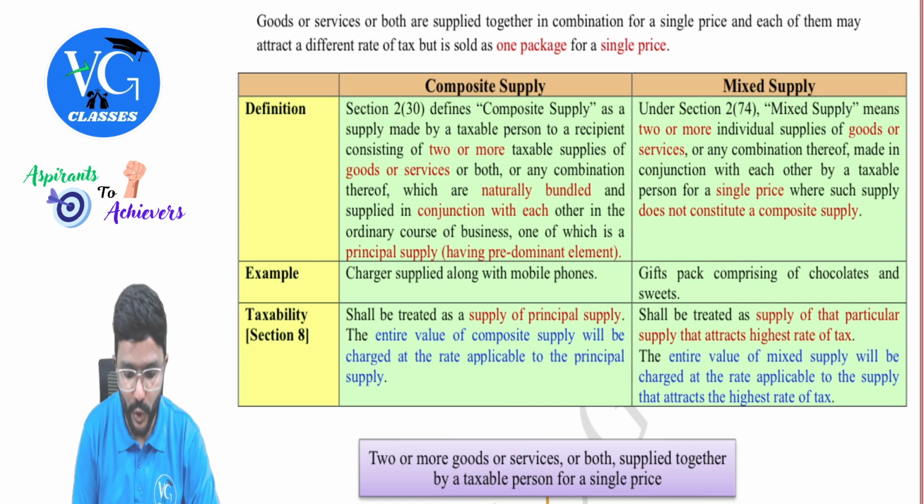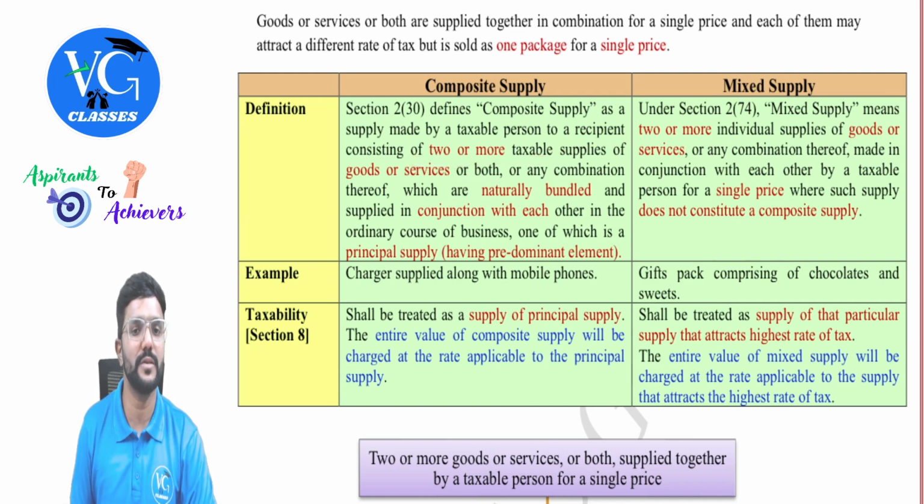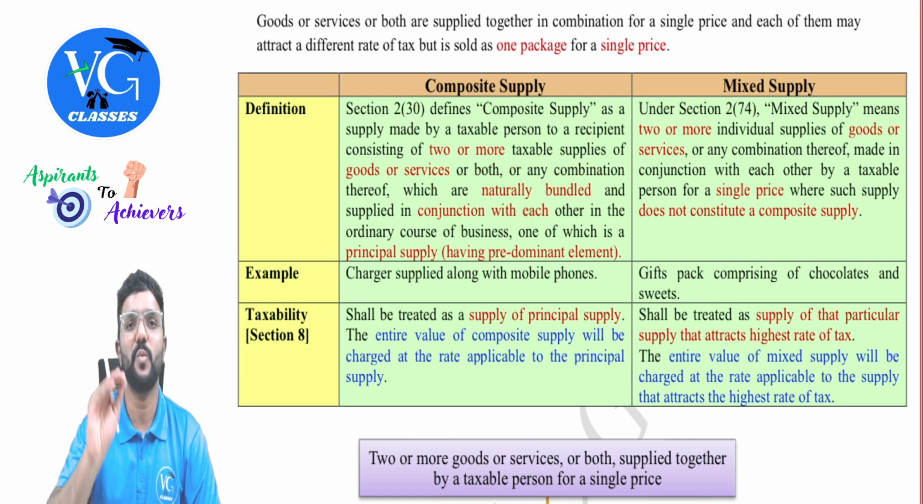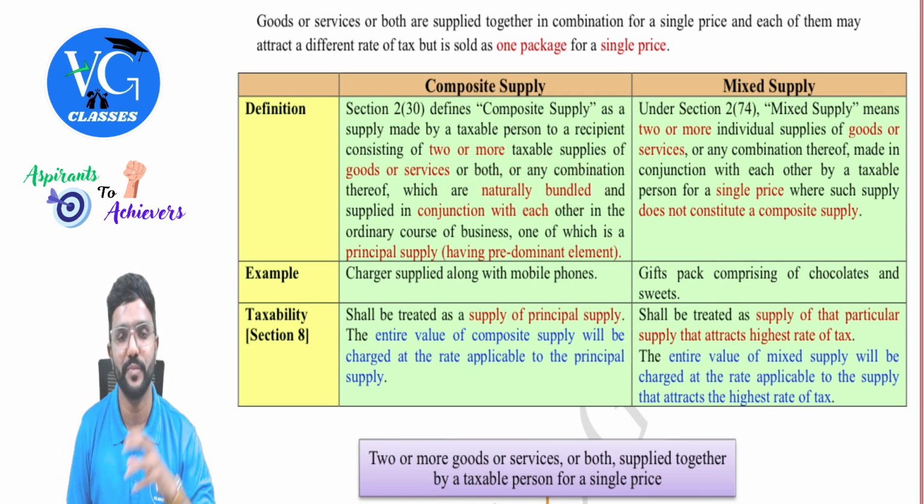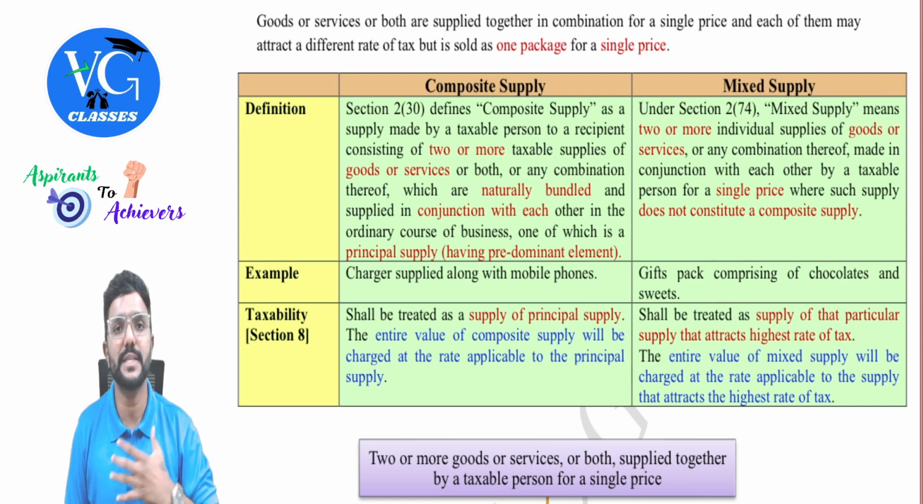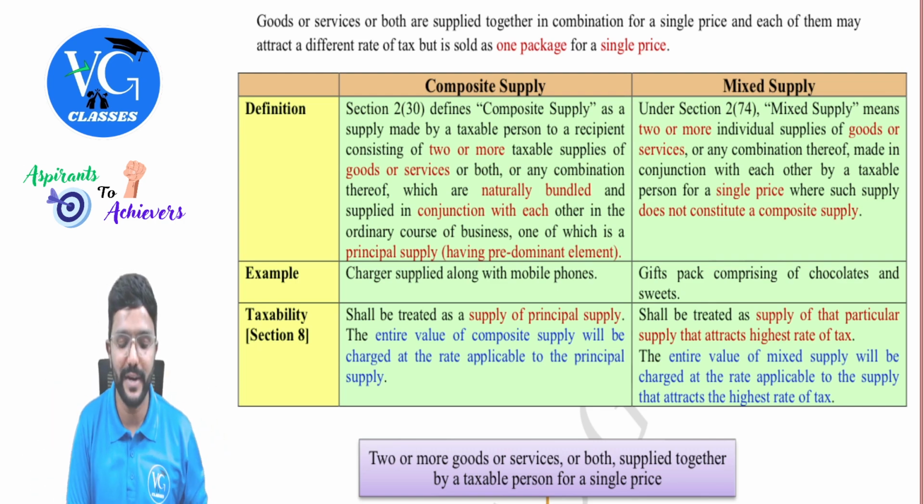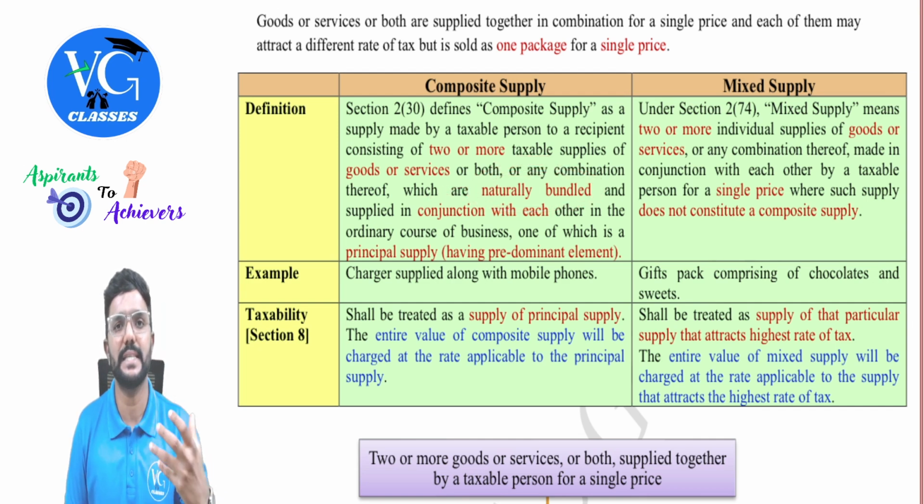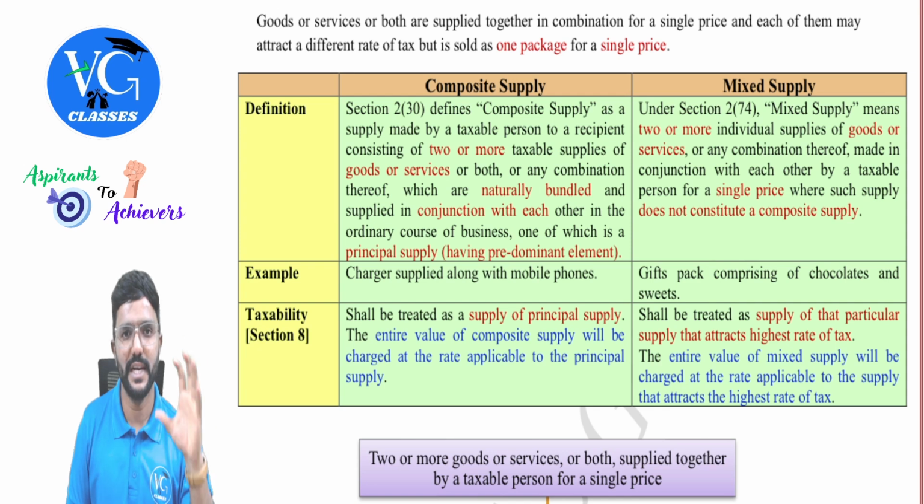Okay. To a recipient, consisting of two or more taxable supplies of goods or services or both, or any combination thereof, like one goods, one service, or two goods, one service, which are naturally bundled. Sir, what is naturally bundled is not defined in the law. But when the majority of customers are willing to buy it together, we call it naturally bundled. Or it is a general practice in the industry to sell it together, guys.